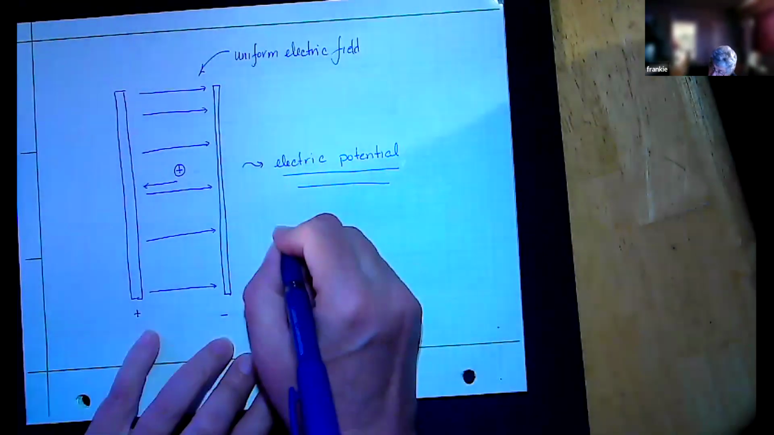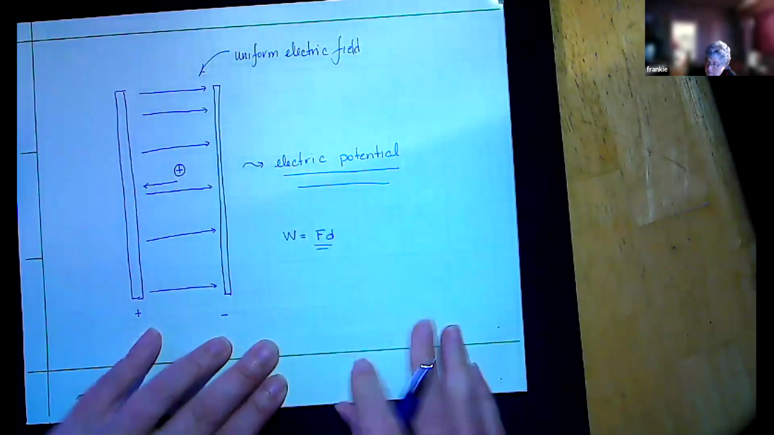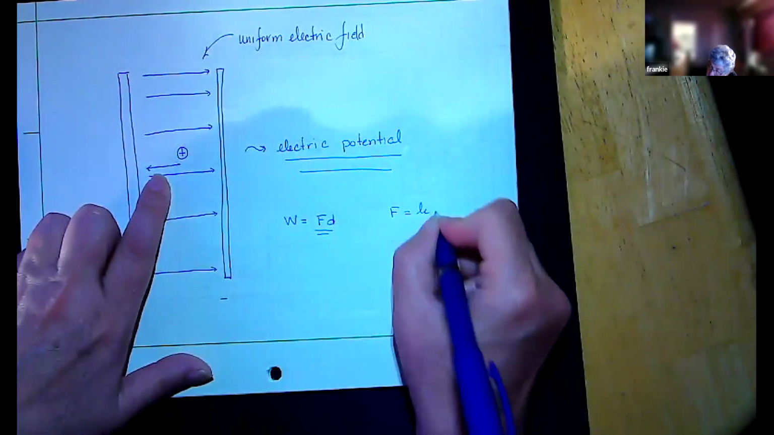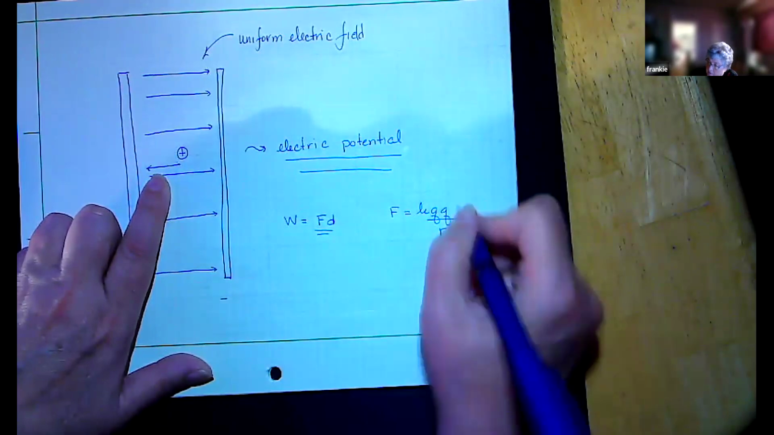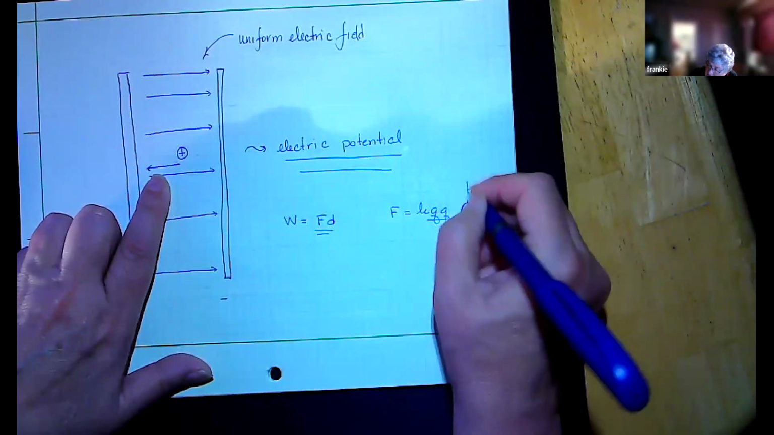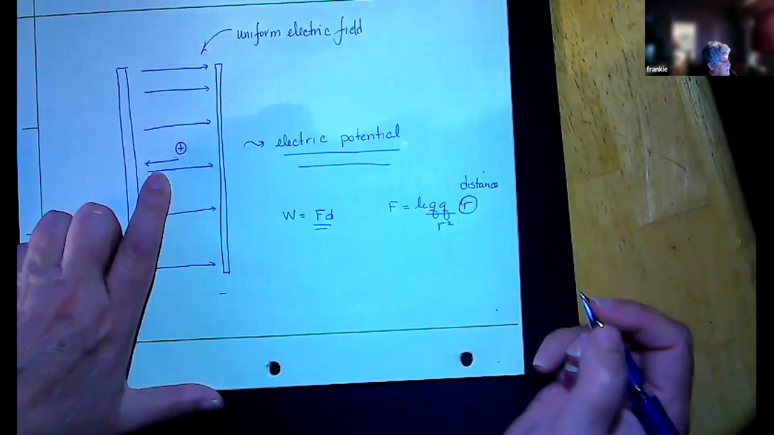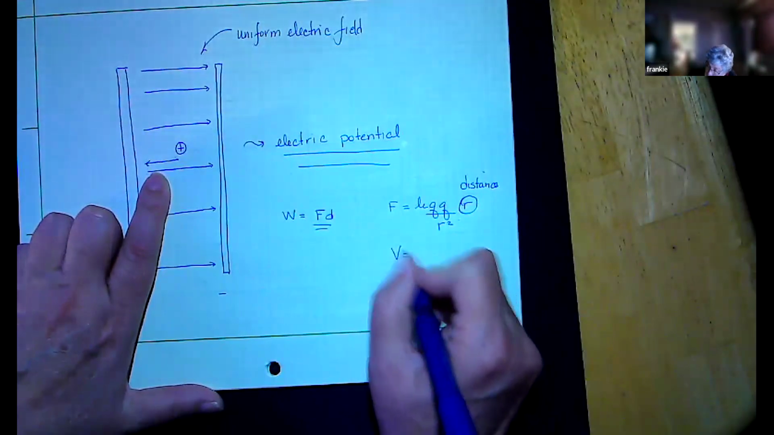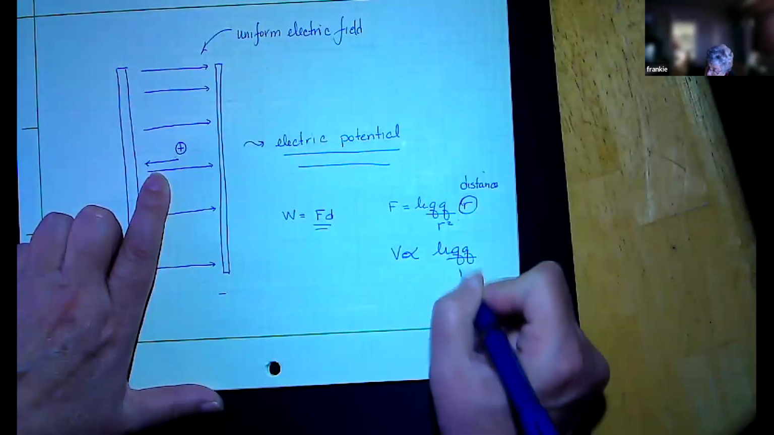And remember that work was equal to force times distance. I'm looking at this force. Remember, my force is going to be kQQ over R squared. But if I'm multiplying by distance, guess what happens? I'm multiplying by an R because that's my distance. I'm going to get my electric potential, which is going to be very much related to kQQ over R.